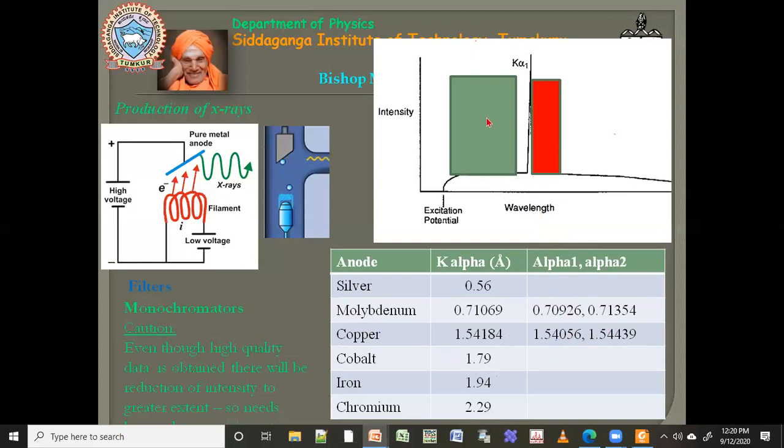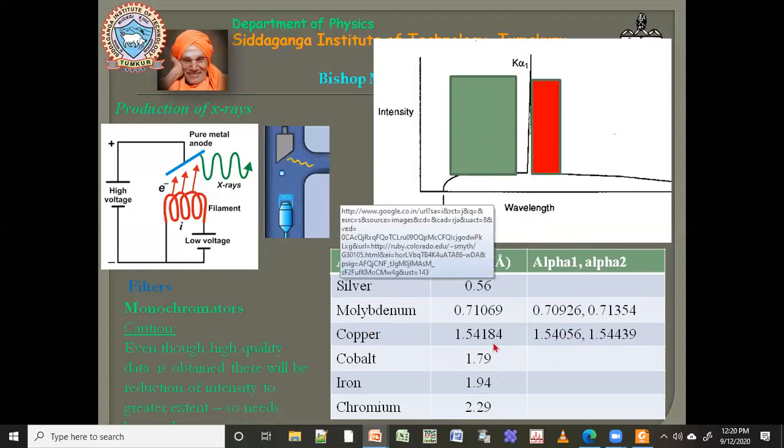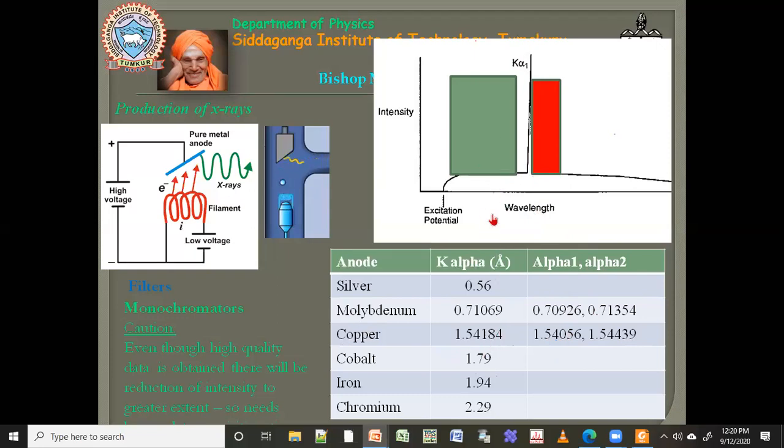And then if you take this beta, it is around 1.36. Okay, for copper it will be around 1.36. So you have three different wavelengths. You are cutting one wavelength, you are leaving two, if you don't use a monochromator.